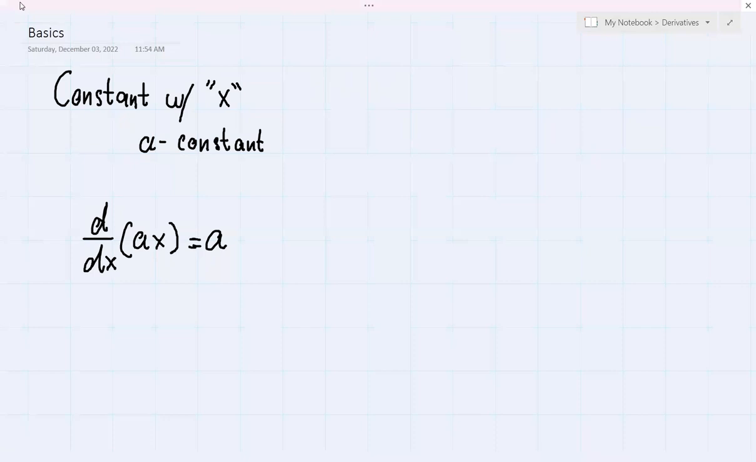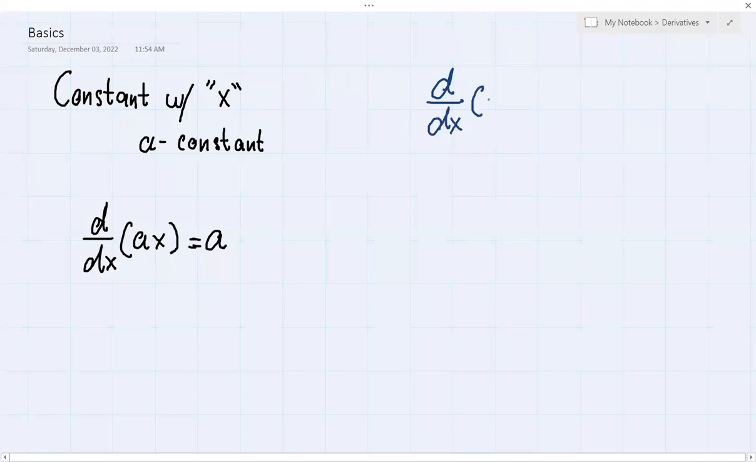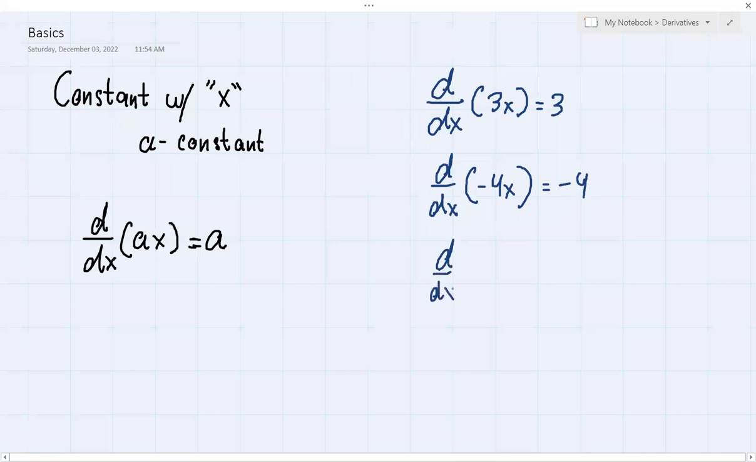So, let me give you some examples. So, let's just say, meron tayong 3x. Anong sagot natin dito? The answer is 3. Next, kunin natin yung derivative ng negative 4x. Anong sagot natin dito? The answer is negative 4. Next, kunin natin yung derivative ng x.